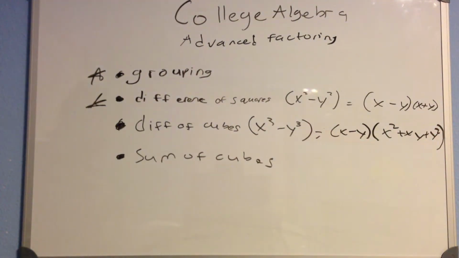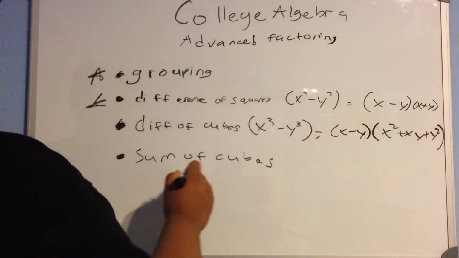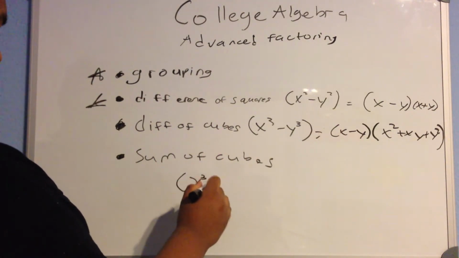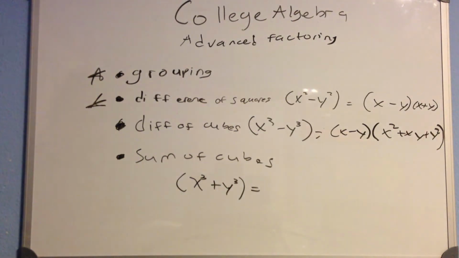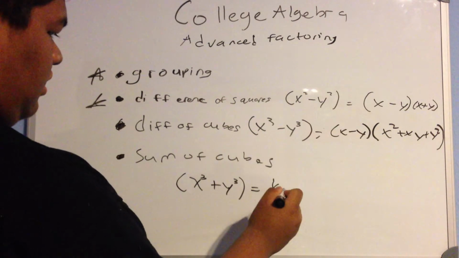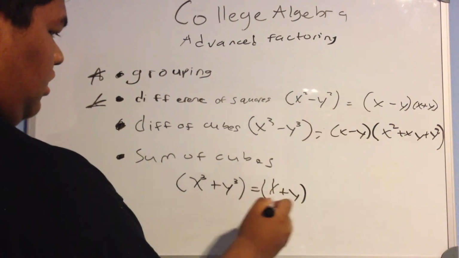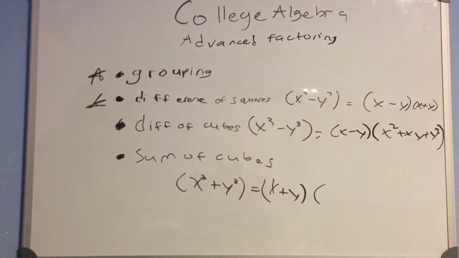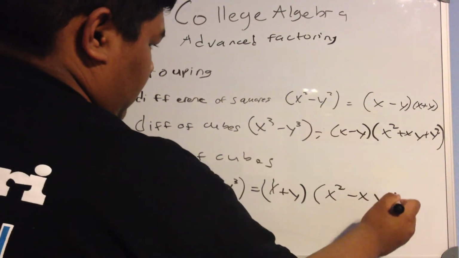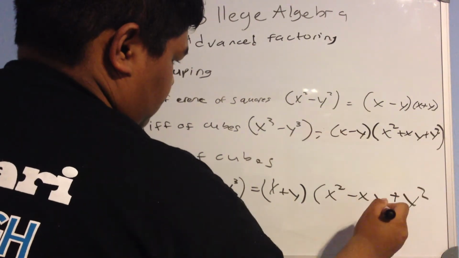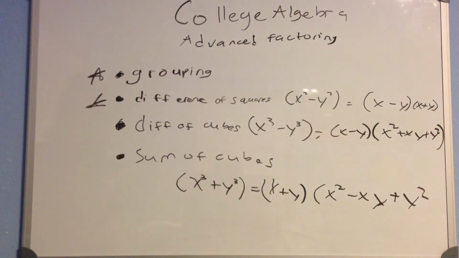And finally you have sum of cubes, which is x cubed plus y cubed. And that will factor out to x plus y times x squared minus xy plus y squared. So these are the formulas of advanced factoring, and we'll go over two of them right now.